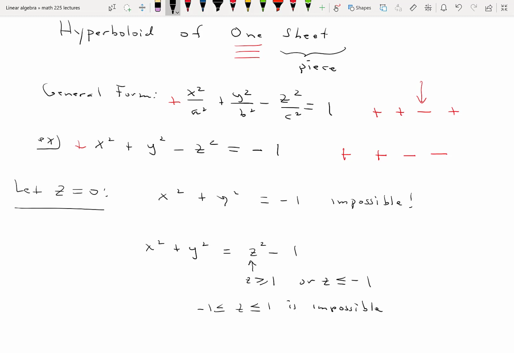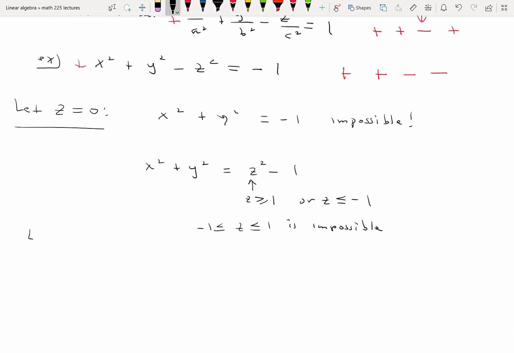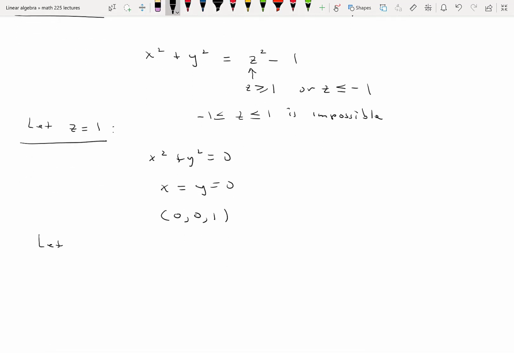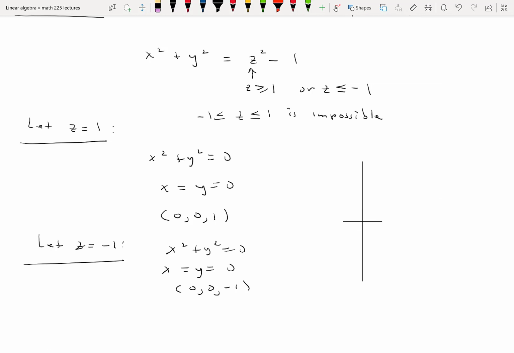Oh. So let's look at the extremes then. Looks like z must be either greater than or equal to 1 or less than or equal to negative 1. Let's see what happens when z equals 1. Well, I get x squared plus y squared equals 0. That means x and y both have to equal 0. That's a single point: 0, 0, 1. Let's handle z equals -1 at the same time. I still get x squared plus y squared equals 0. I get x and y must both equal 0. I get 0, 0, negative 1. So we have a start to this. It's not a big start, but it's a good start.